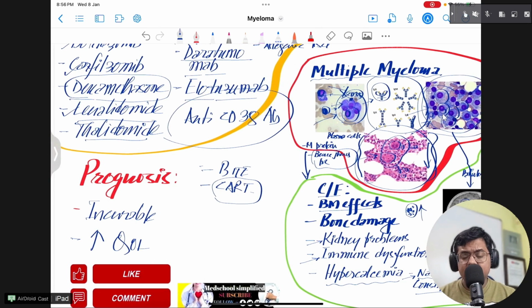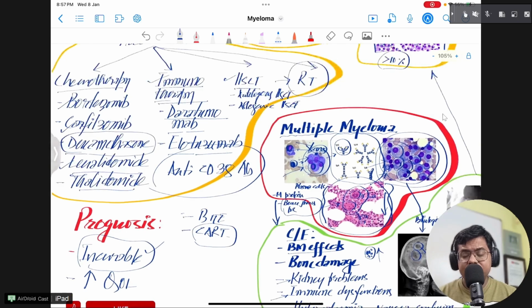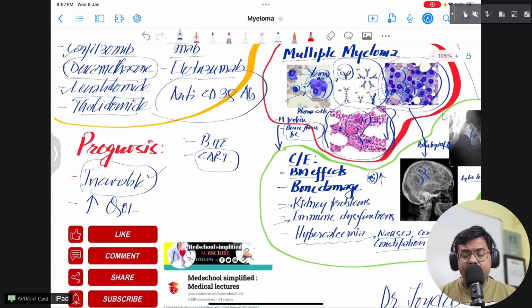Now, coming to the prognosis, one thing you have to keep in your mind is that this is an incurable condition, but we have to control this disease with the help of different modalities of treatment, and the goal of this therapy is to control the disease, and thus to improve the quality of life in a patient.